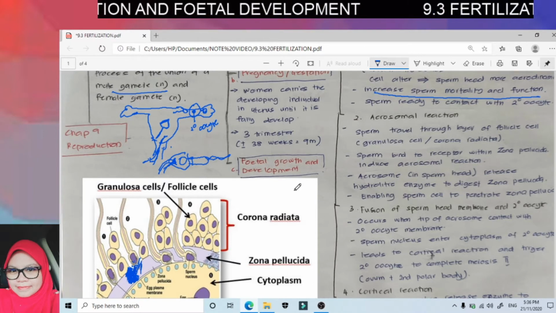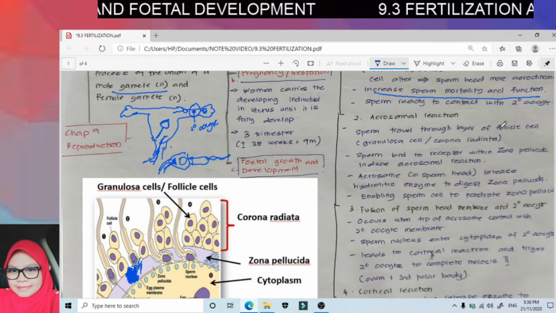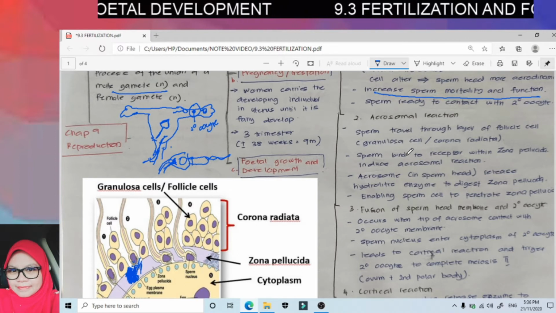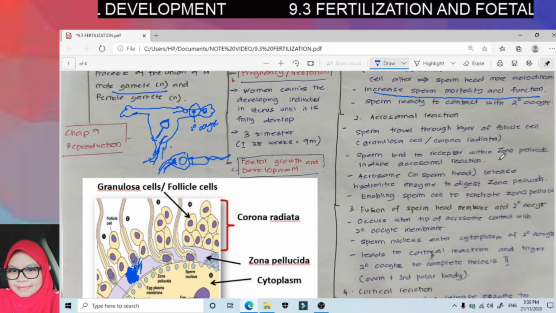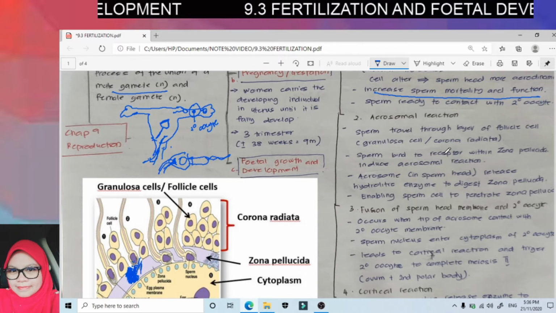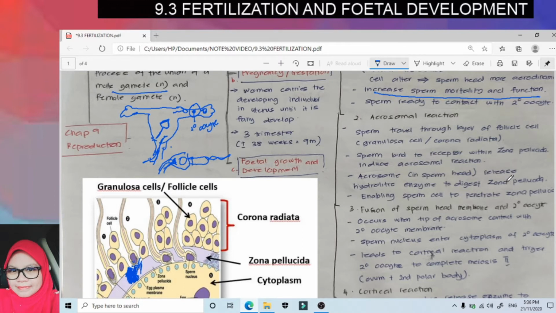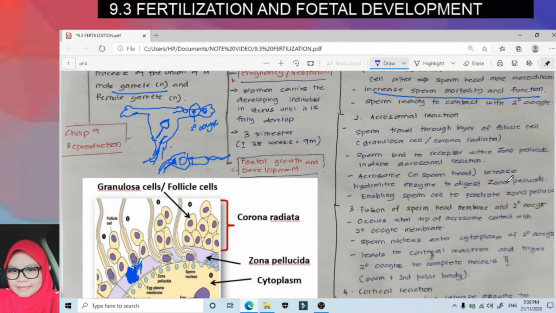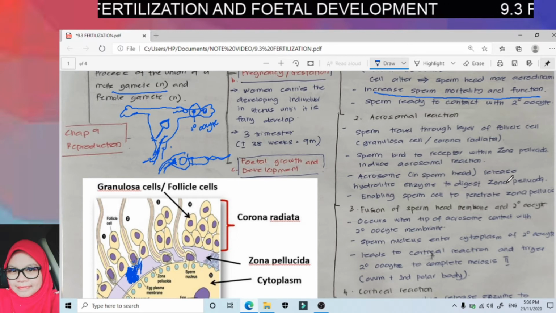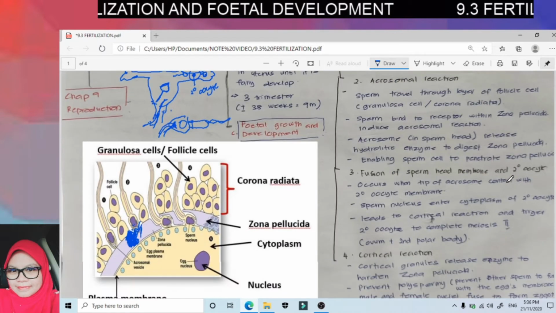So the sperm travels through the layer of follicle cells or granulosa cells. The sperm binds to the receptor within the Zona Pellucida, inducing the reaction. The acrosome in the sperm head releases hydrolytic enzyme to digest the Zona Pellucida, enabling the sperm cell to penetrate it.